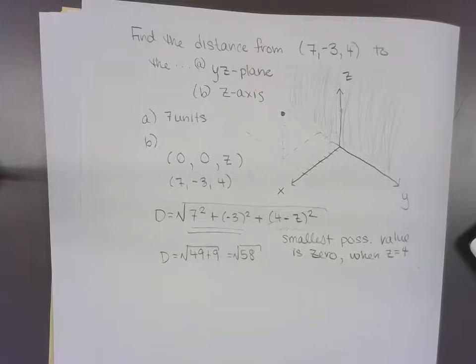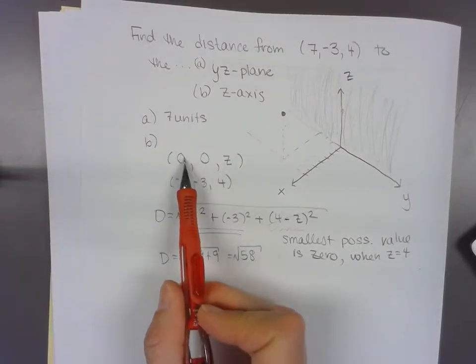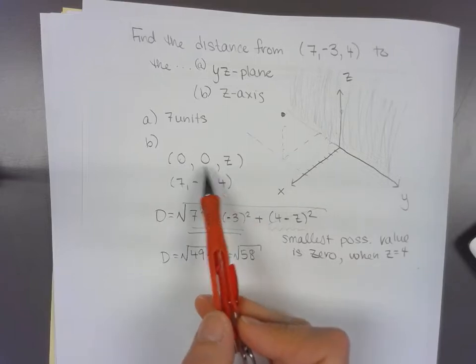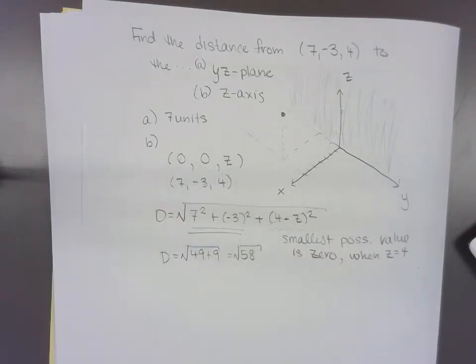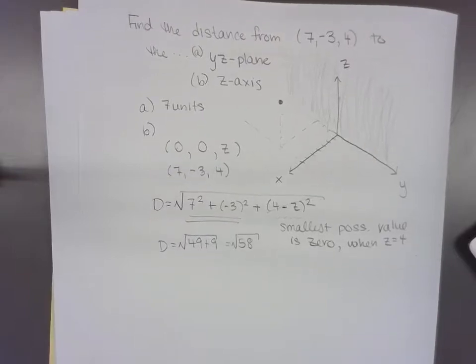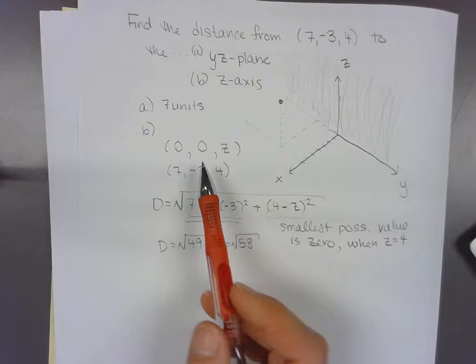Right, so if I said find the distance to the y-axis, well, then you know that x and z are 0, and what would you choose for the y? Negative 3. Negative 3. Yeah. Right, yep.